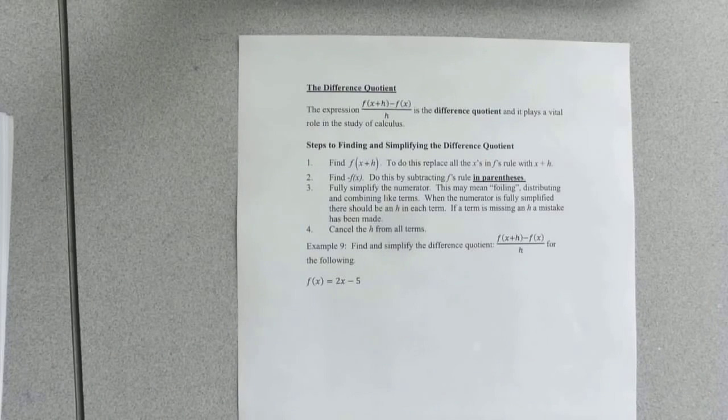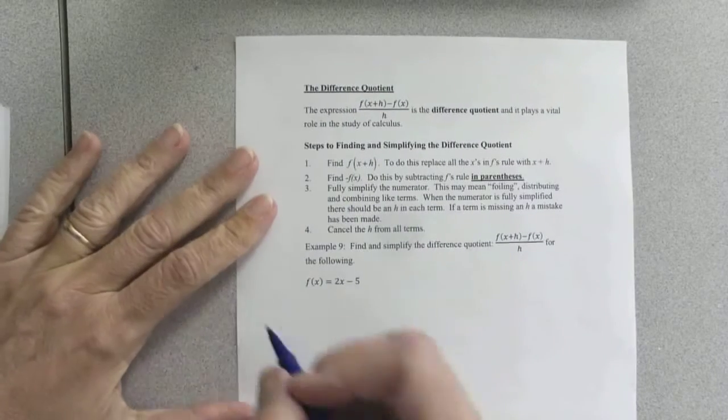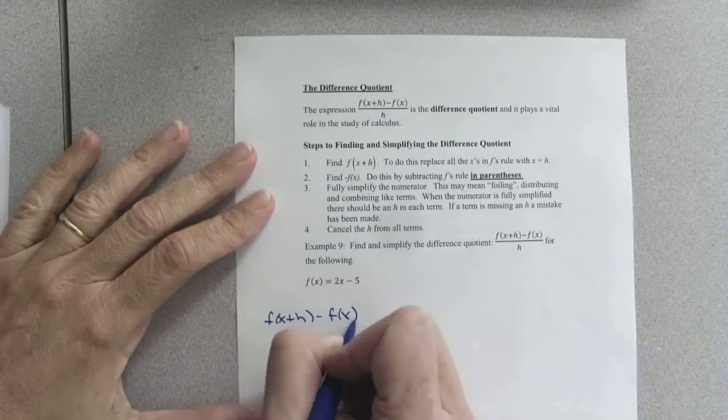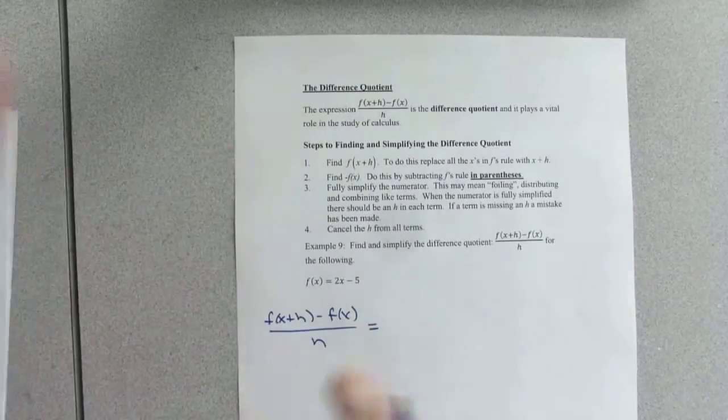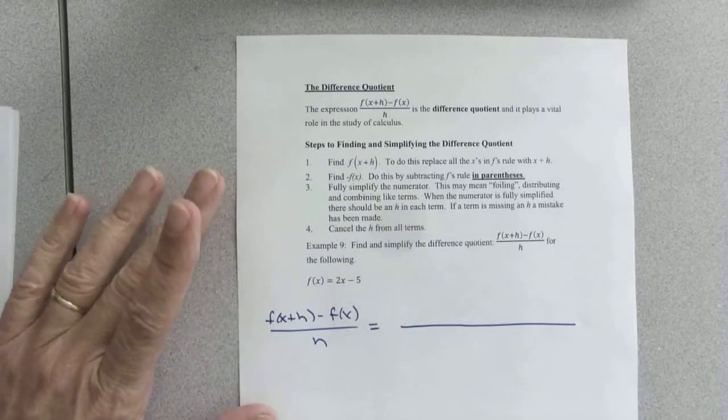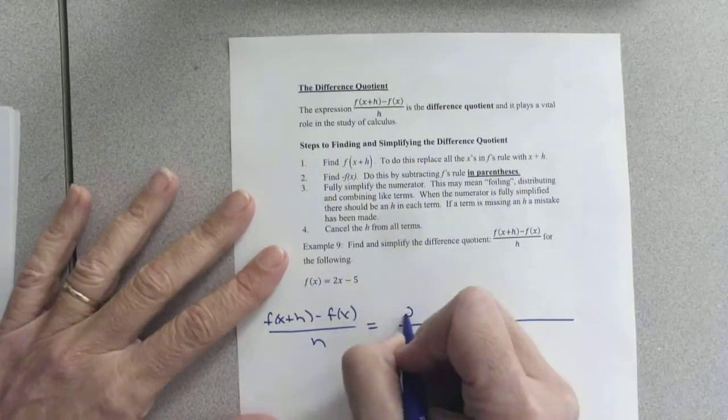Okay, so let's do this first. I don't know why it occasionally blanks out like that, but it just occasionally blanks out like that. But anyway, find and simplify the difference quotient. F of x equals 2x minus 5. So f of x plus h minus f of x all over h. And I just like to do it in one big thing, but we will label the steps as we go along.